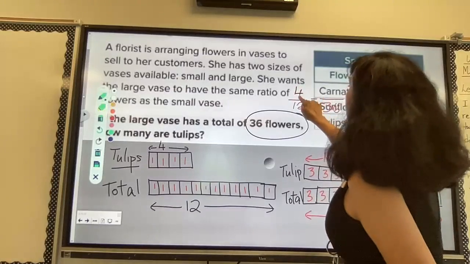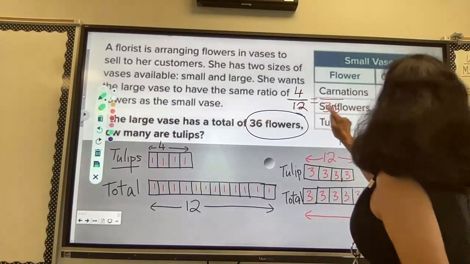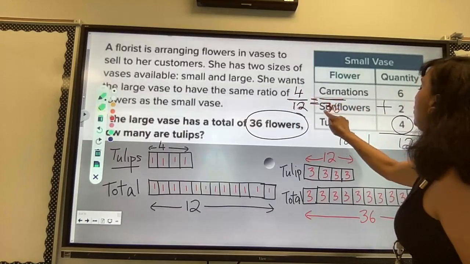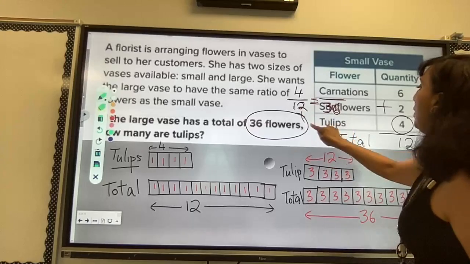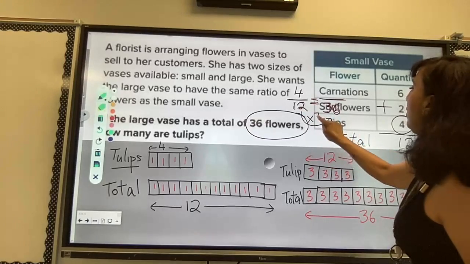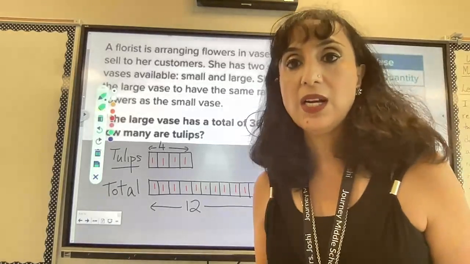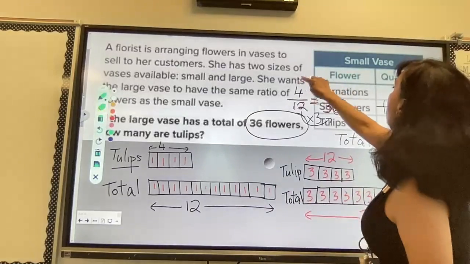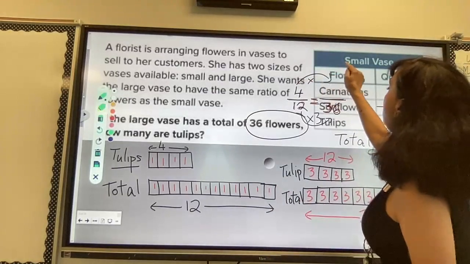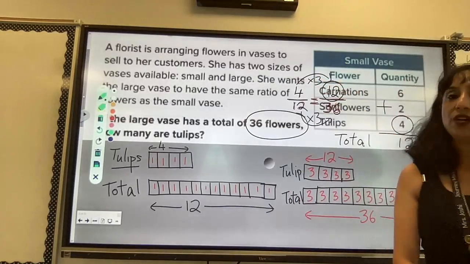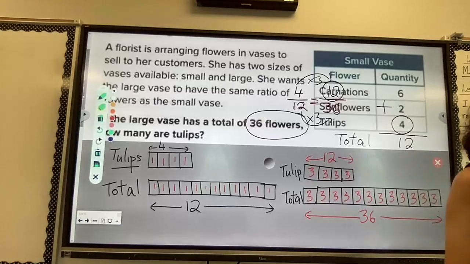So 4 out of 12, because 4 out of 12 is how many tulips if I have a total of 36 flowers? So 12 times 3 gives me 36. Whatever I do to the denominator, I do the same thing to the numerator. So that gives me 4 times 3, and that is 12. So that would be 12 tulips. Okay, and that's how I find the part to whole.